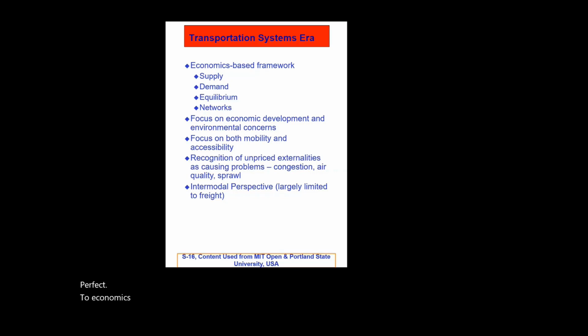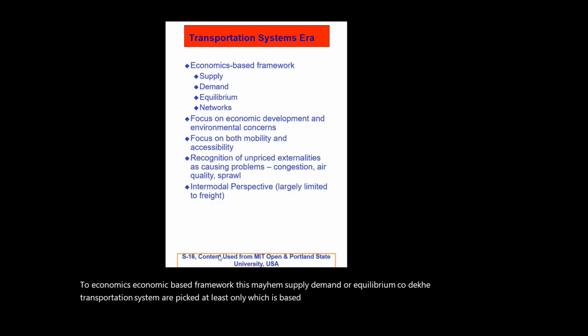इकोनॉमिक बेस्ड फ्रेमवर्क, जिसमें हम सप्लाई, डिमांड और इक्विलिब्रियम को देखते हैं। ट्रांसपोर्टेशन सिस्टम, आप एक दफा फिर से सुन लें कि which is based on economic framework means that the system should be designed in a way through mathematical model construction through which we can fulfill the supply function, the balance function, or the equilibrium function, and also play an economic role as well. Okay.